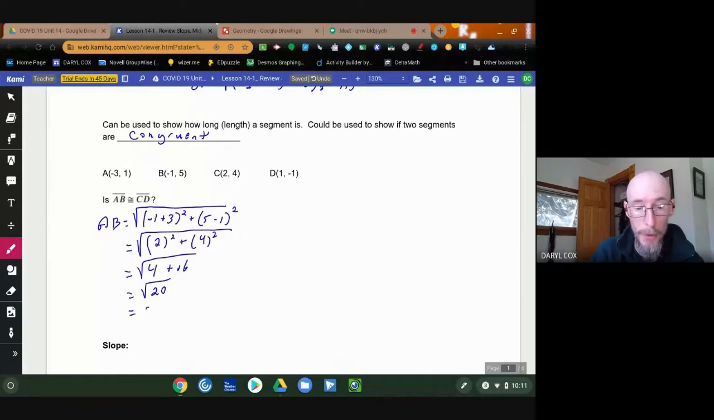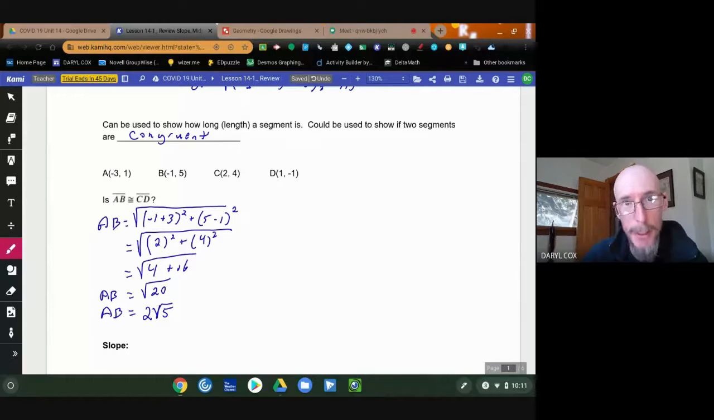So square root of 4 is 2 times the square root of 5. So there is the length of AB. And I like to keep both of these. The radical form version tells me my best answer, but the square root of 20 version is a way I can look at that and compare it. So here's my question for you. If CD is congruent, what do you expect CD's length to be?